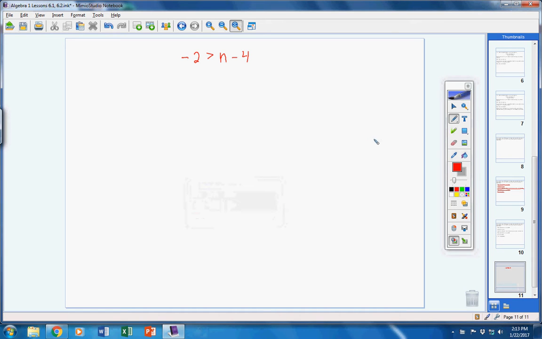Okay, let's pretend that I asked you to solve this and to graph your answer, okay? Here we go. Step 1, simplify both sides. Already done. Step 2, eliminate fractions. Already done. Step 3, constant terms on one side, variable terms on the other.